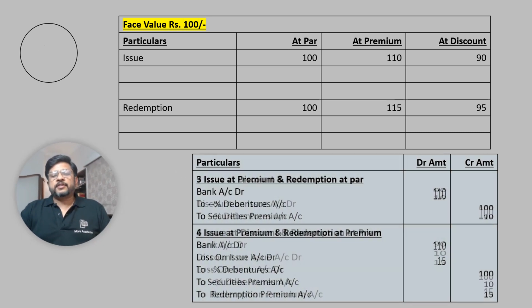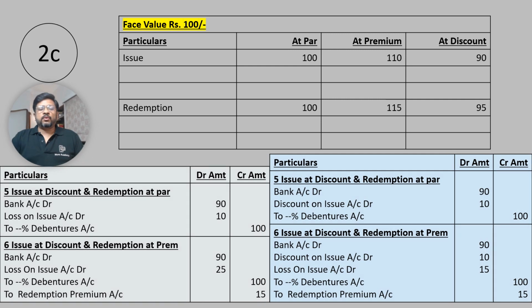In the next situation, you are going to have issue at discount and redemption at par. Then there is not much tension. Issue is at discount, bank account always debited by net amount received, that is 90 rupees. Debenture account always credited by the face value, that is 100 rupees. It is not tallying, debit side 10 rupees, there is a loss, that will be called loss on issue account. It is also possible to specify that, sir, let us not call it loss on issue.